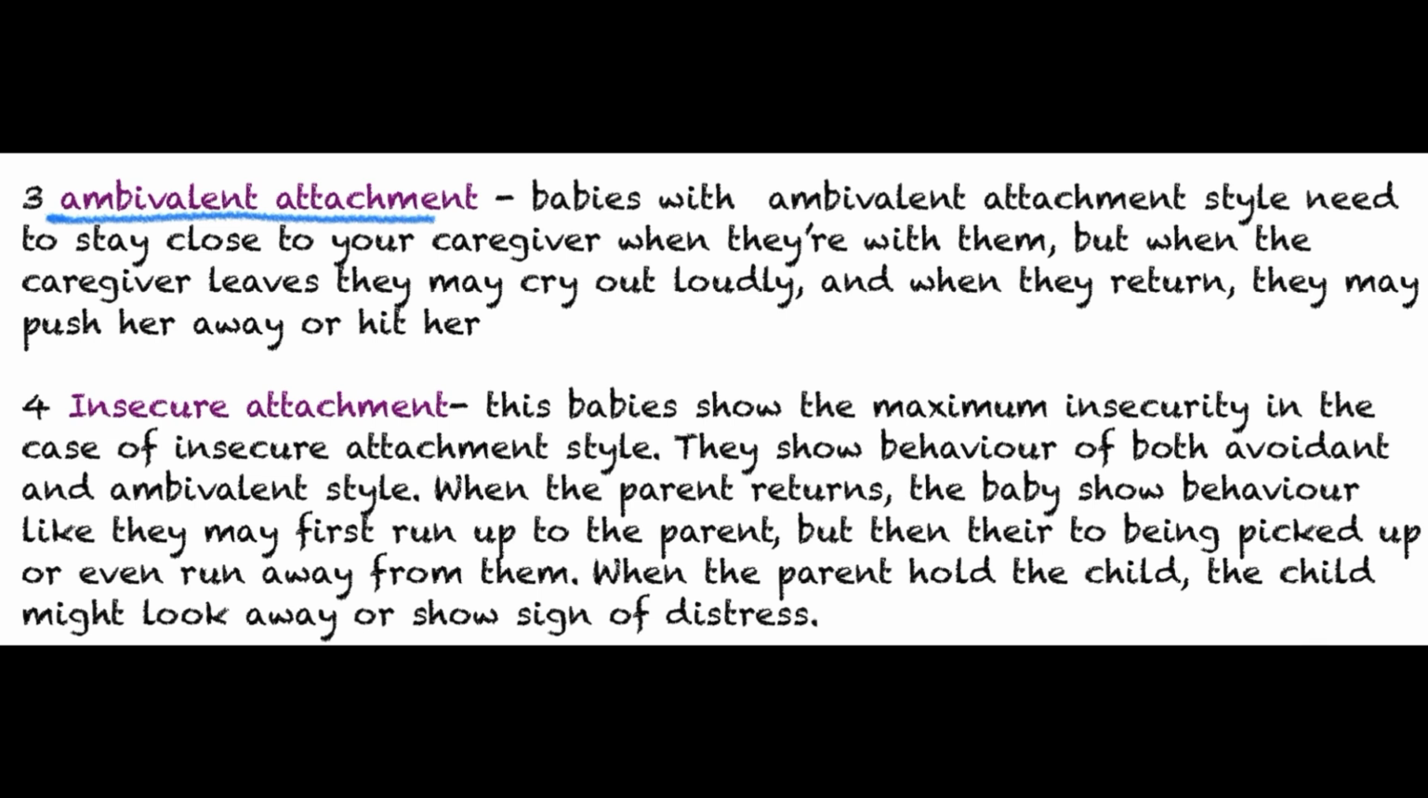The third point is the ambivalent attachment style. Babies with ambivalent attachment style need to stay close to their caregiver when they are with them. But when the caregiver leaves, they may cry out loudly, and when they return, they may push her away or hit her. Like these babies cling to their parents when they are with them, and when their parents leave, they cry out loudly, and on their return, they just do not give importance to their parent or even hit them or push them.